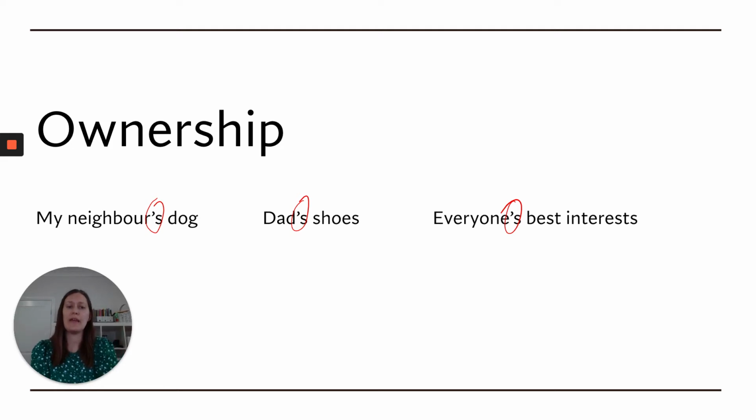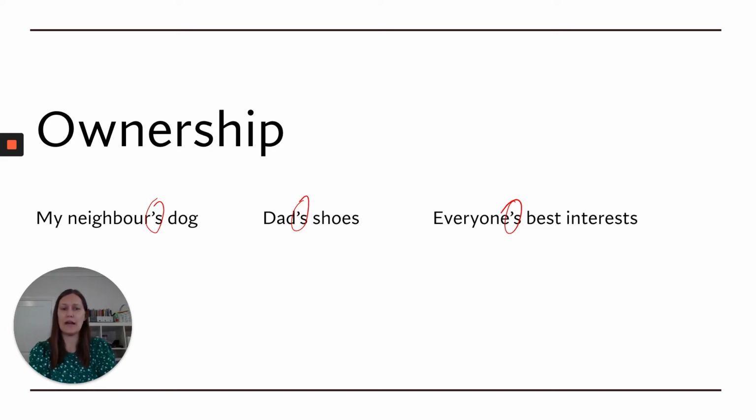And the same thing there in everyone's best interests. It belongs to everyone. The interests belong to everyone. Best interests aren't something that we can hold in our hand, but they are a thing. They're an abstract noun and they can belong to everyone.